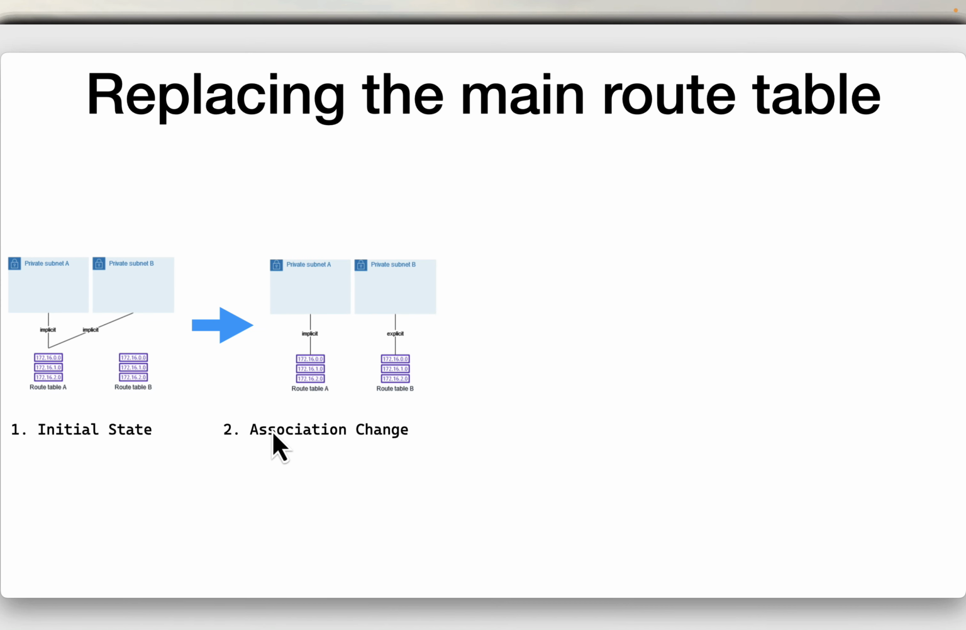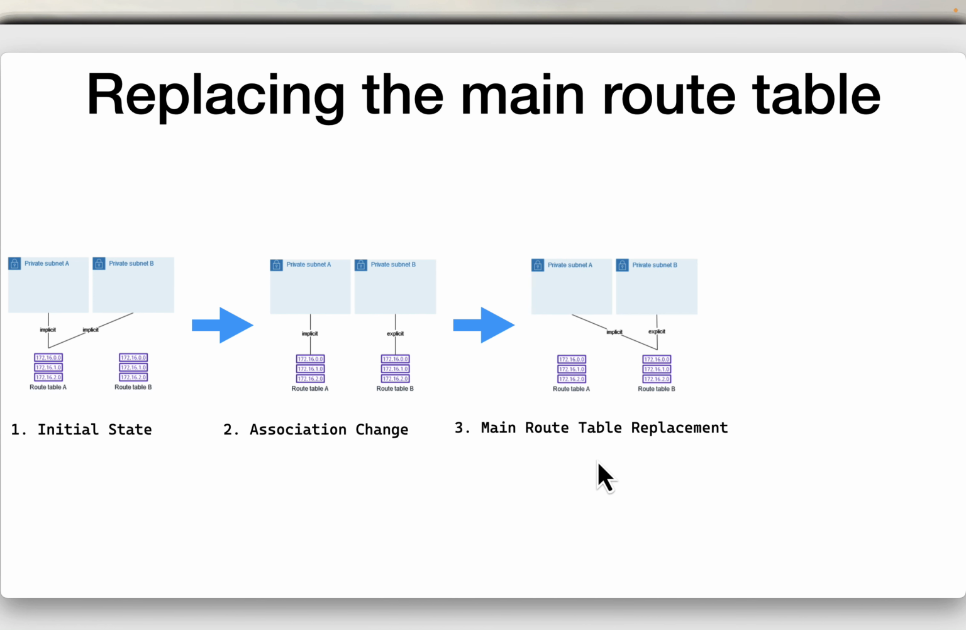Now we will do an association change. An explicit association is created between subnet B and route table B. So we make B associated to route table B through an explicit association. And this is a testing phase to ensure that routing rules in route table B are functioning as intended for subnet B.